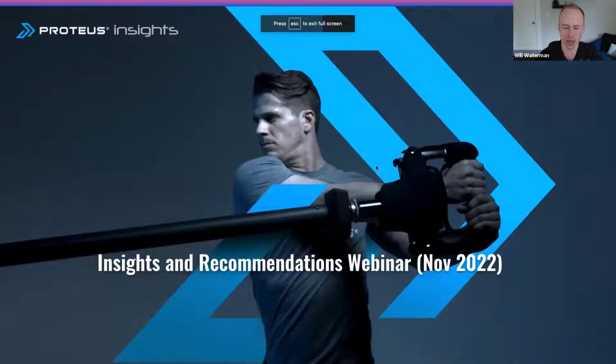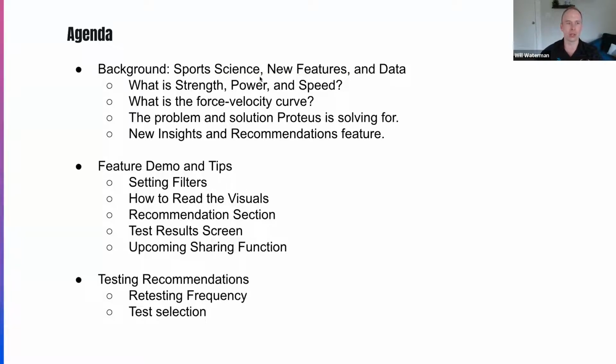So I'm going to just jump right in. We're recording this, so anyone who doesn't catch this at the beginning, you'll have a chance to backtrack. So what we're doing here is first I'm going to go over a little bit of the background on this feature that we developed, the science behind it. Mainly going to be talking about strength, speed, and power, how this relates to the force velocity curve and the problems Proteus is solving for, and how this new insights and recommendations feature solves that problem.